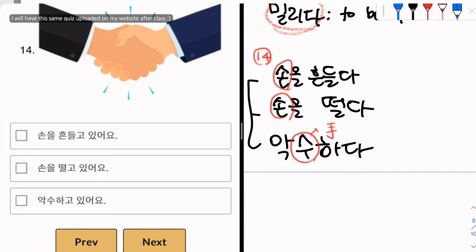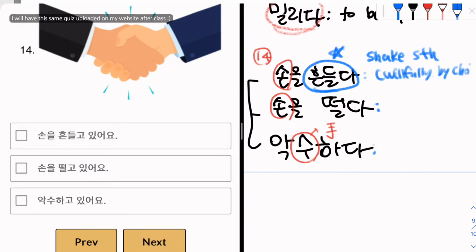So let's look at these three vocabularies one by one. 흔들다 means to shake something willfully, by choice. And if you say 손을 흔들다, you willfully wave your hand. So 손을 흔들다 doesn't mean to shake one's hand, but it means to wave, like saying hi. Saying hi, saying bye, that kind of waving hand, we say 손을 흔들다.